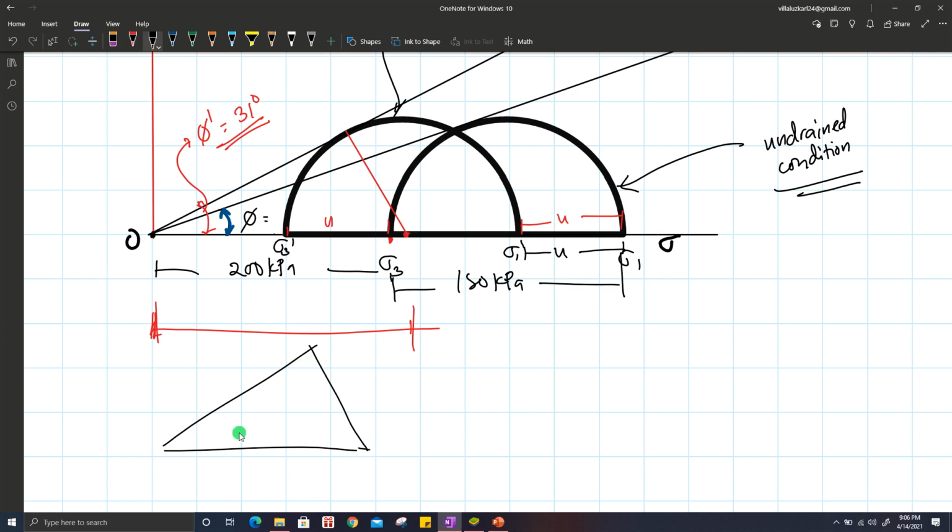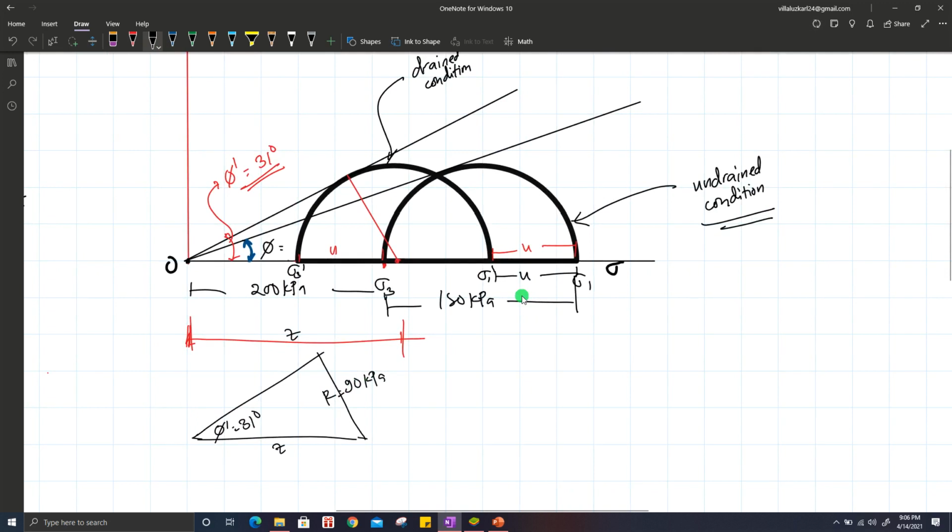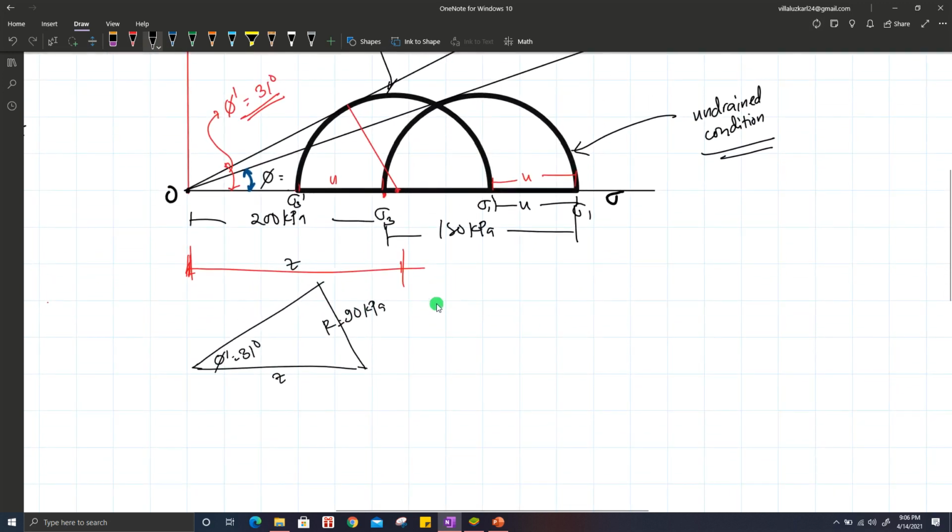So, i-redraw ko lang. This is phi prime, 31 degrees. Let's say this is distance Z. Okay, distance Z. Tapos ito yung radius which is 90 kilopascal. So, that's the radius. So, gamit yan, sinolve ko yung Z, distance Z. Makuha natin is sine, right triangle. Sine 31 degrees equals to R over Z, or Z equals to R over sine 31. So Z is equals to 90 kilopascal over sine 31.